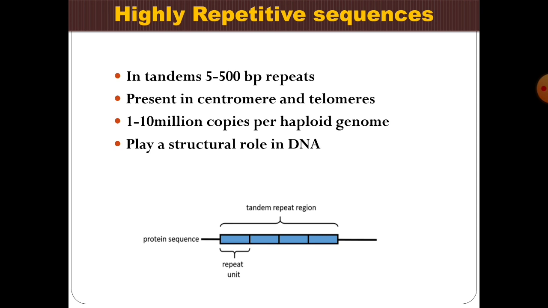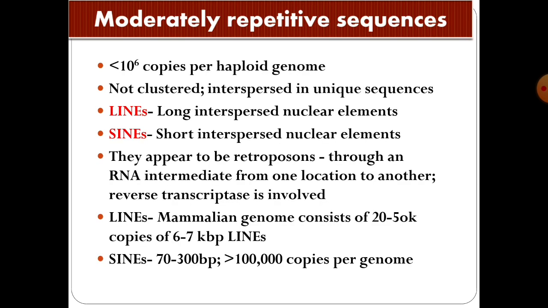So, it is of 5 to 500 base pair repeats, and where are they found? Again in the dense region, that is the centromere and the telomeres. They are present in 1 to 10 million copies per haploid genome. Probably they play a structural role in DNA. That was about highly repetitive sequences.